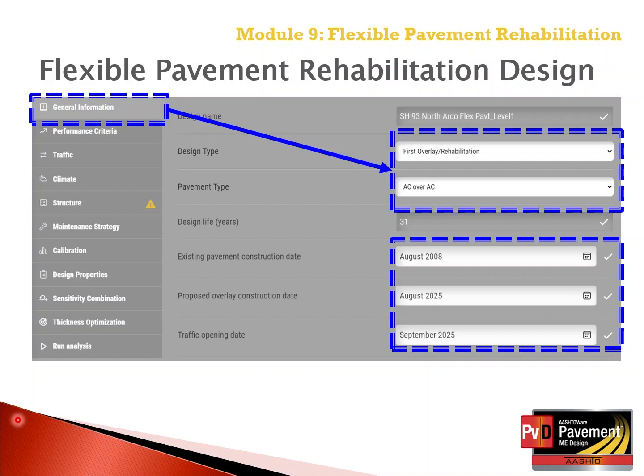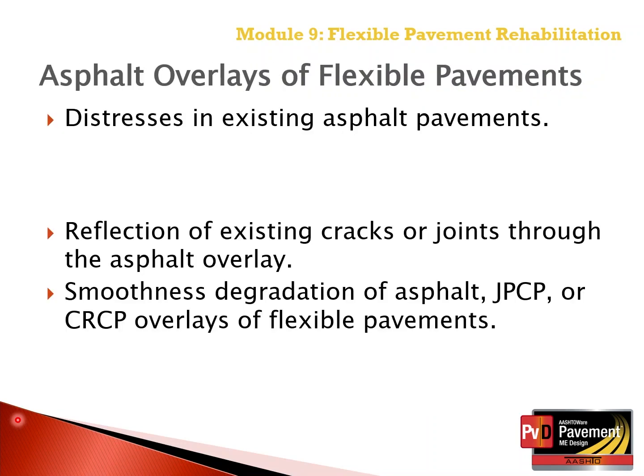Part C is grouped into 3 topics within this session. They are the distresses in existing asphalt pavements, reflection cracking of existing cracks or joints through the asphalt overlay, and smoothness degradation of asphalt, jointed plain concrete pavement, or continuously reinforced concrete pavement overlays of flexible pavements.